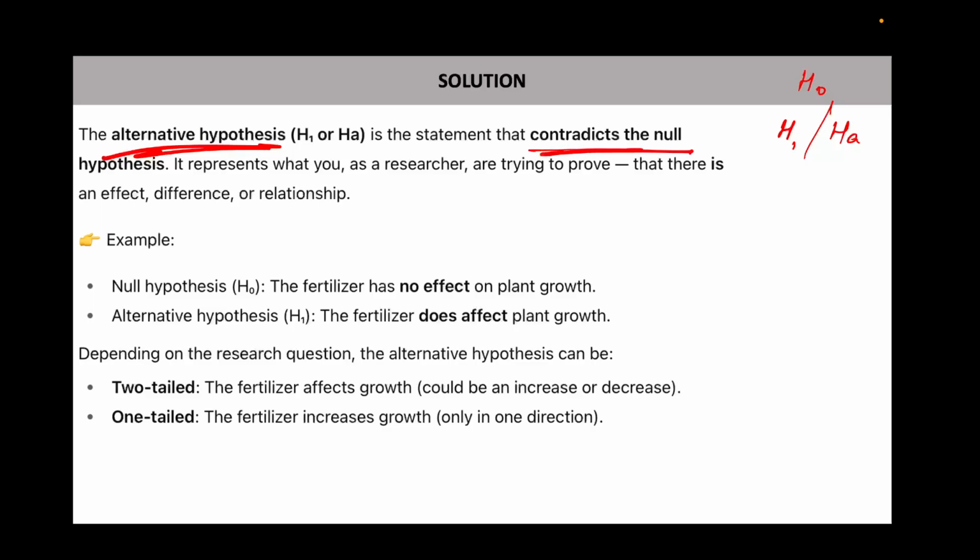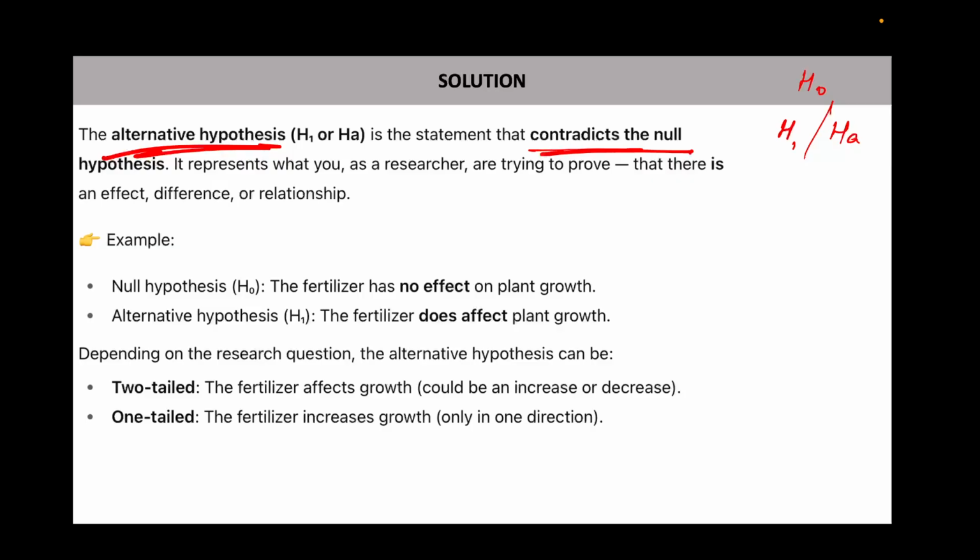If you're saying that the fertilizer has no effect on the plant growth, and that is your null hypothesis, then your alternative hypothesis is that the fertilizer is affecting the plant growth, or causing some effect, some difference, or some relationship, but there has to be some effect between the two. That statement is called an alternative hypothesis.